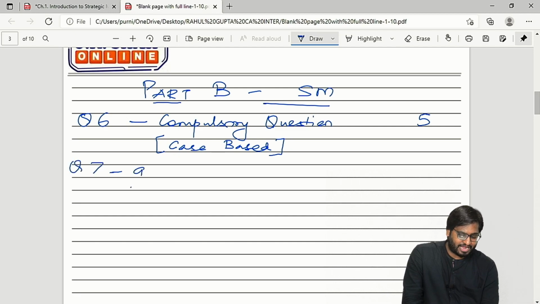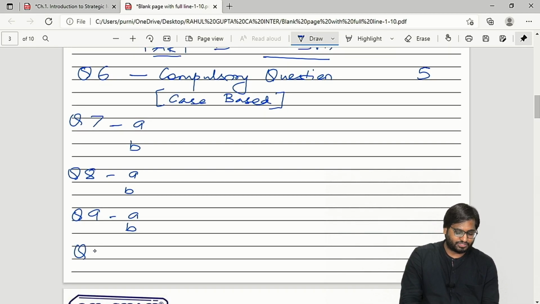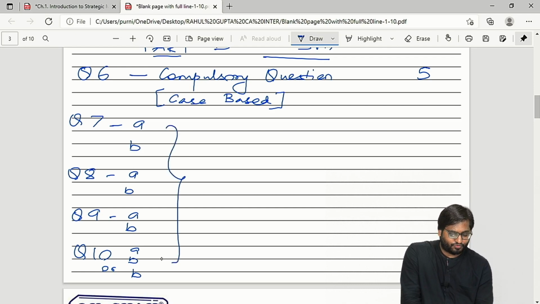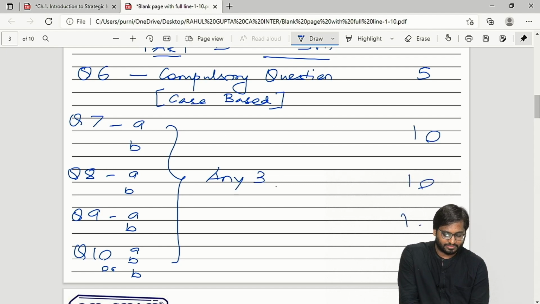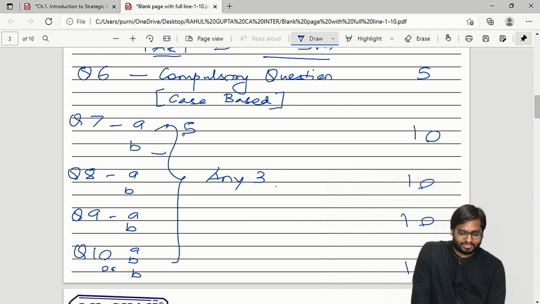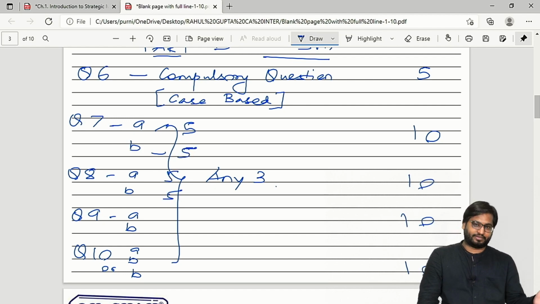Question 7 will have 2 parts. Question 8 will have 2 parts. Question 9 will have 2 parts. Question 10 will also have 2 parts. So out of these 4 questions, you need to attempt any 3, and each question will be of 10 marks. And each sub question is observed that it is of 5 marks each. That is based on the past trend. Okay.